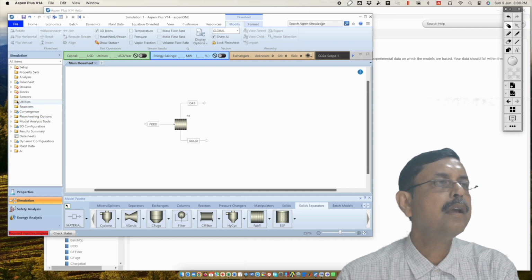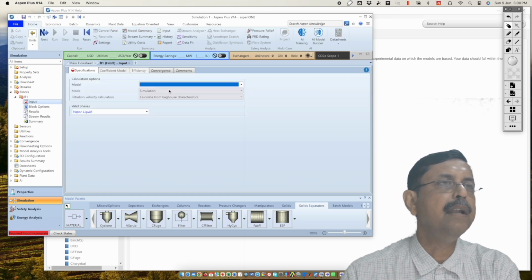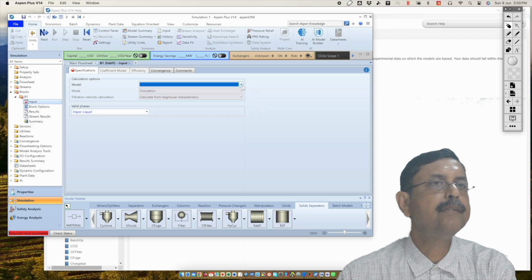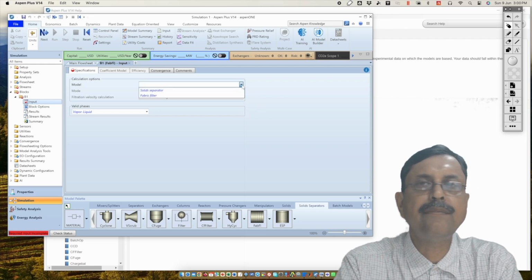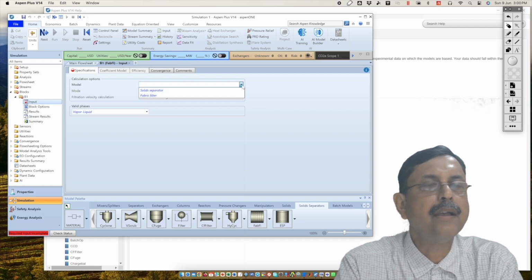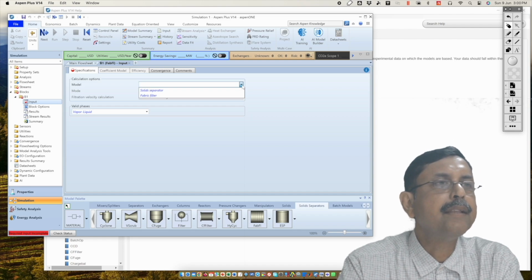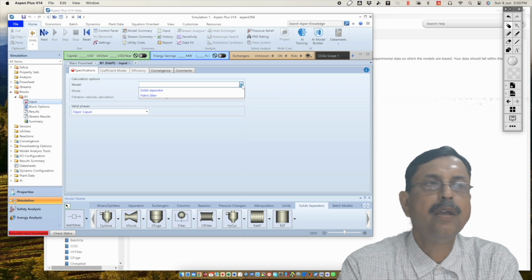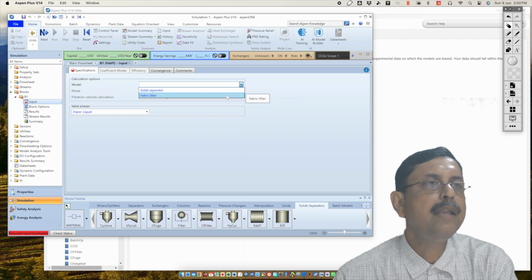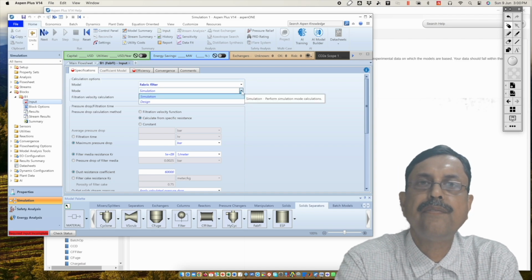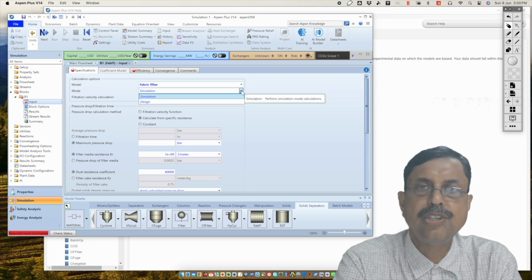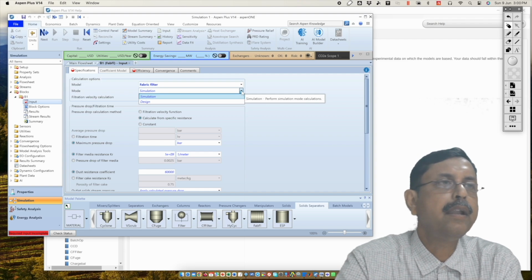Okay. Now go to the block B1, fab filter. Now let us see what are the types of models we have. As expected, we have a solid separator model, which we already know, nothing new about it. And the second model is fabric filter. So practically there is only one model over here, fabric filter model, and two modes of run. One is simulation and another is design. We know what they are, we have already discussed.